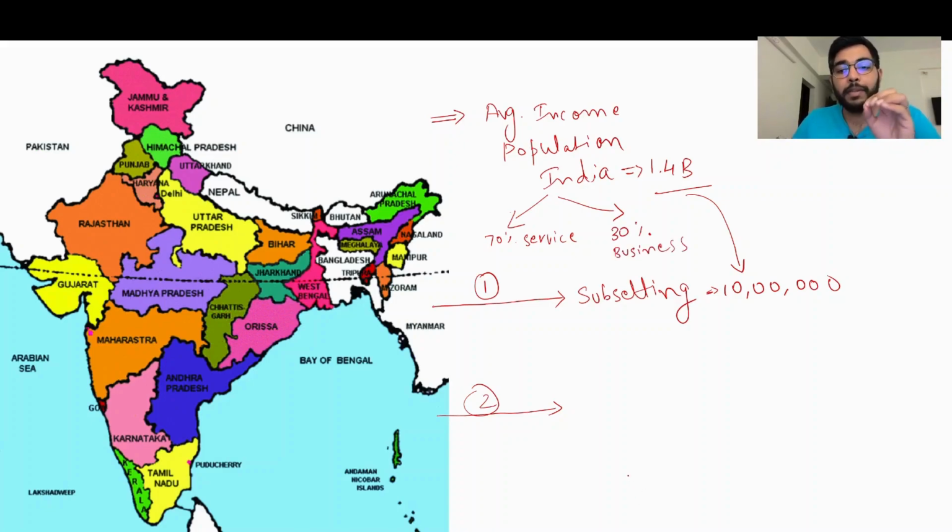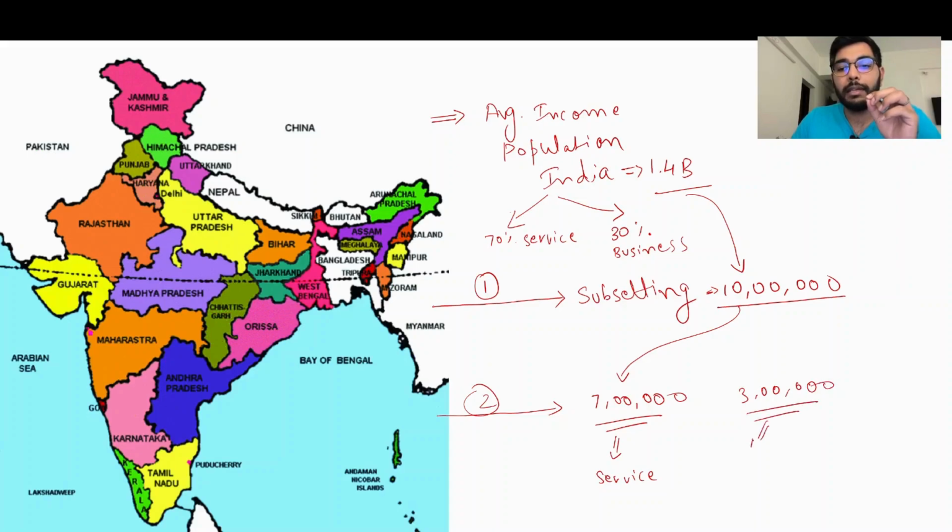So our purpose over here is that the subset we have chosen from the overall population, that is 10 lakh, should be chosen in such a way that, of the 10 lakh people, 7 lakh should be in the service class and 3 lakh should belong to the business class. This is what is meant by the sample or the subset representing the overall population.